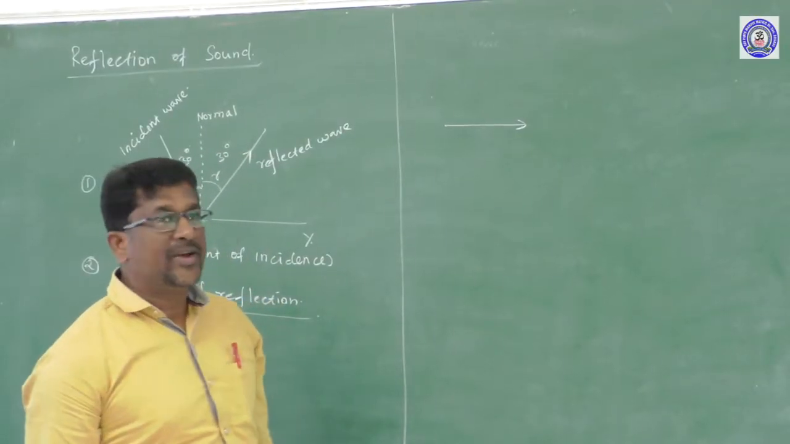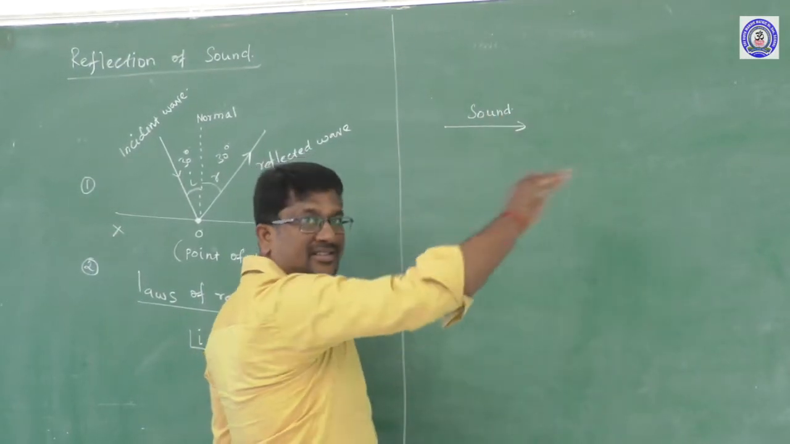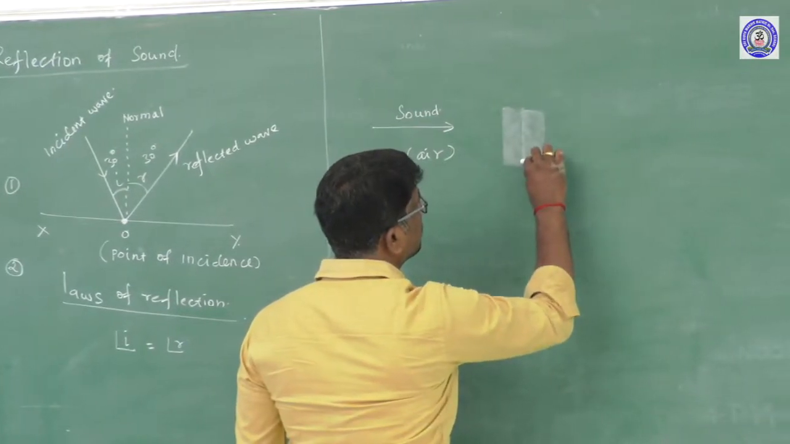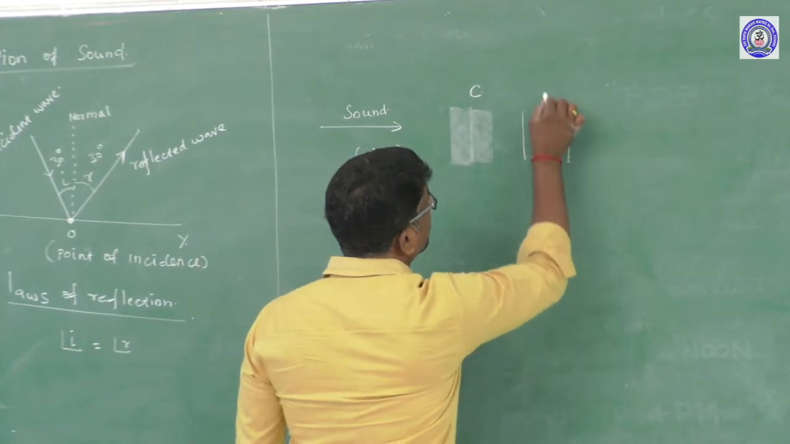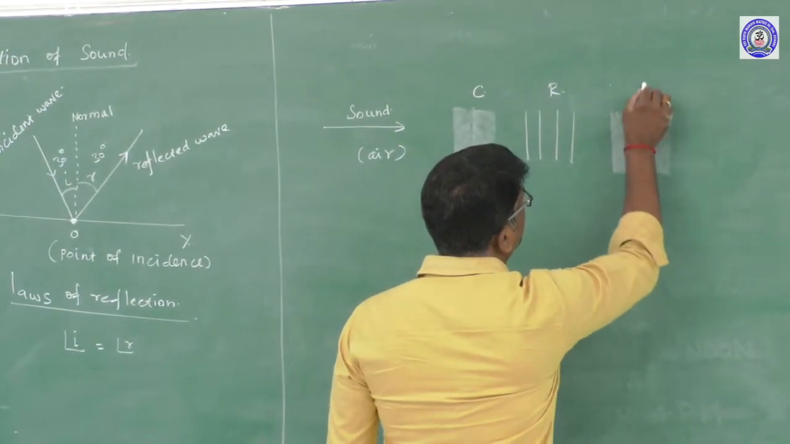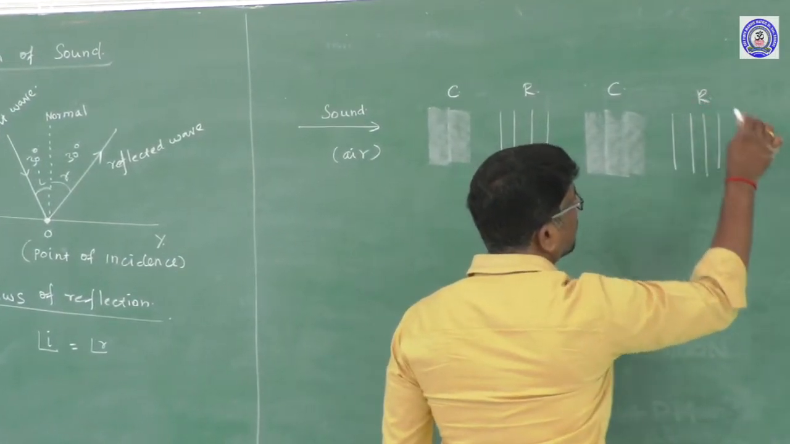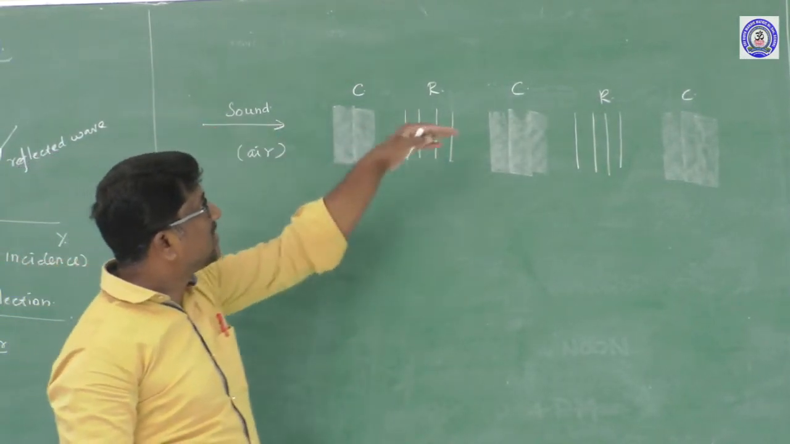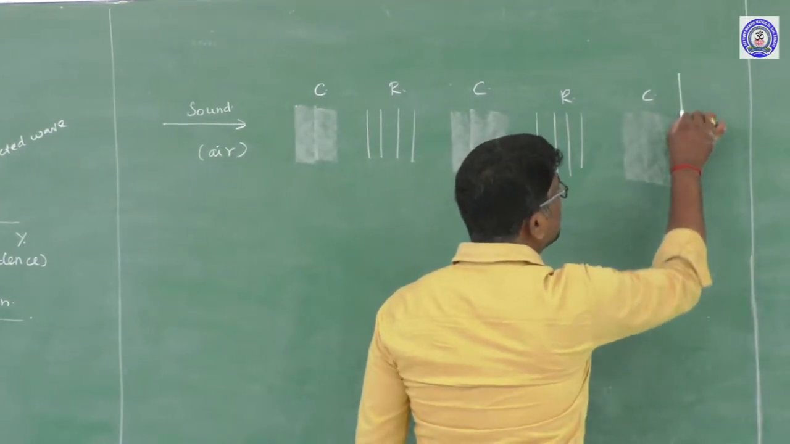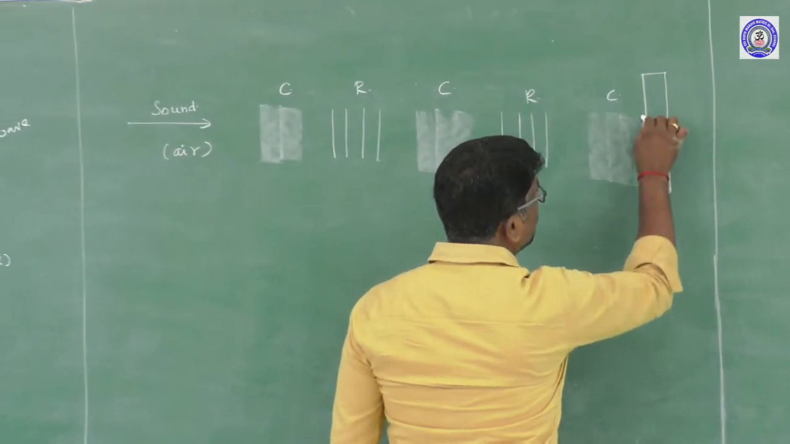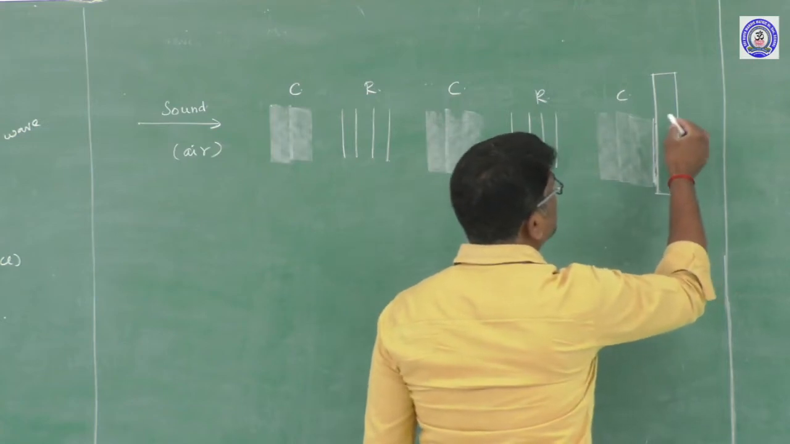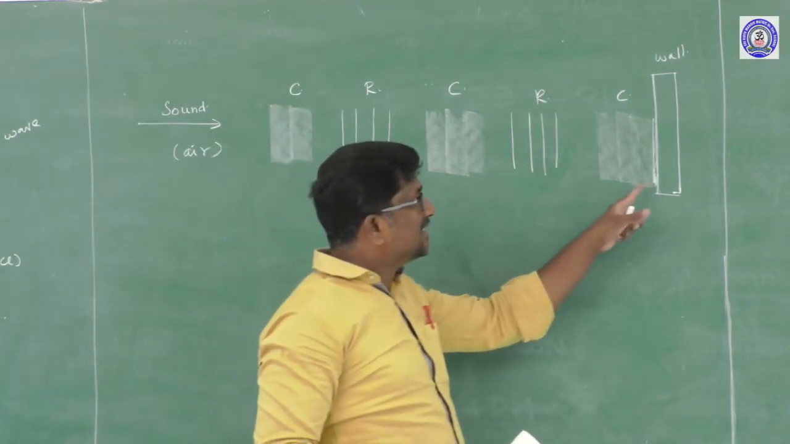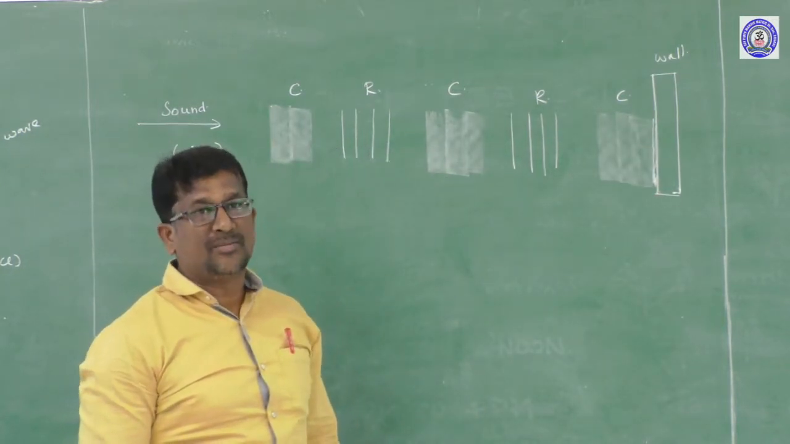Let us consider a sound wave. It travels in air medium in the form of compressions and rarefactions. So there is a sound wave which travels in air medium in the form of compressions and rarefactions, and it is made to be incident on the boundary of a rigid surface, suppose a wall. Here the sound wave is incident on the outer boundary of the wall, or the outer boundary of the denser medium.